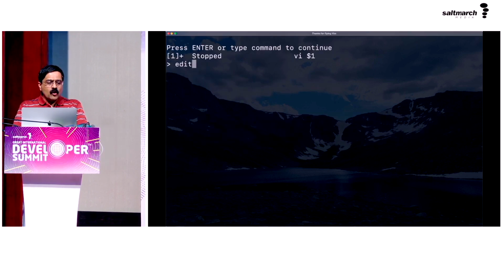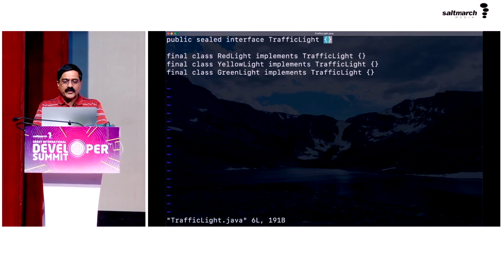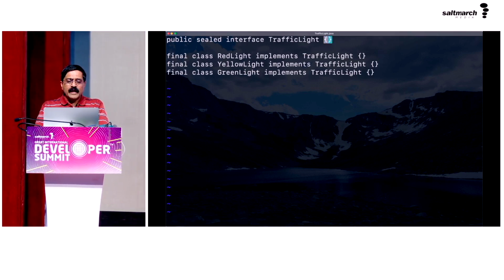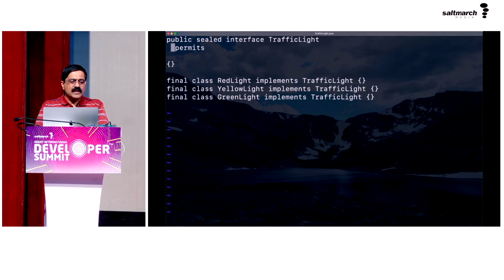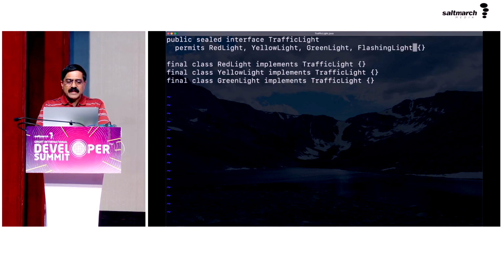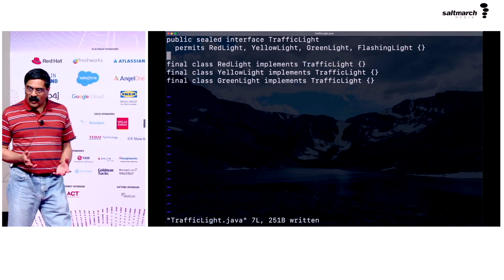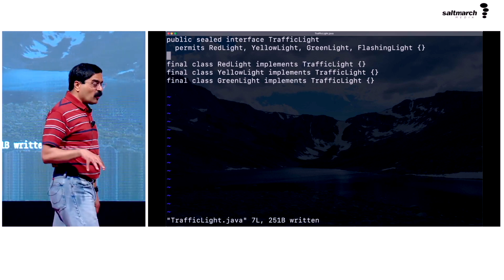So now you can go back to traffic light and say, hey, the sealed interface traffic light, over here you say permits. And after permits, because it's a little longer, I'll put it on the next line. You can say permits red light, yellow light, green light, and flashing light. And you can specify those that are permitted. So this is the non-default approach. This is why when it said permits list, it was using a default a few minutes ago.